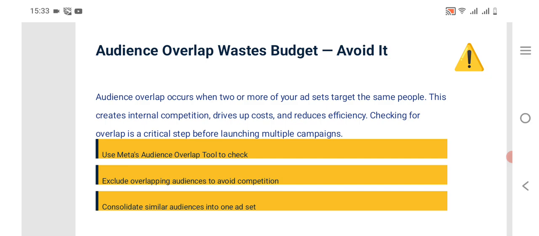So if you are targeting people that will click and select the same age range and you do the same thing for another ad set, that's what they are telling us to avoid. It will be wasting your budget. You'll be wasting money because Facebook will be targeting the same set of people in 2 or 3 ad sets. So checking for overlap is a critical step before launching multiple campaigns. Hope you understand. Before you launch any campaign, always check for overlap, to ensure they are not the same thing.